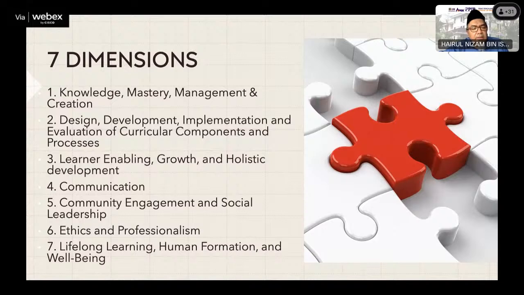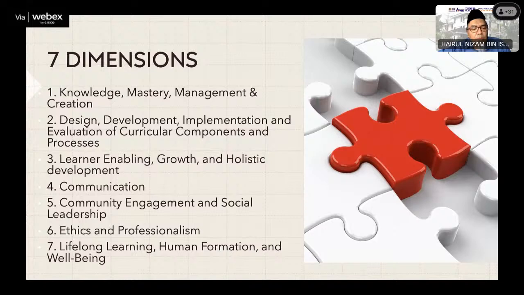The third one is learning, enabling growth and holistic development. Number 4, I realized the civil engineering group also has this as a dimension, which is communication. So especially teachers, they need to have these skills of how they can transfer the knowledge through different modes of communication. So communication is becoming very, very important for our graduates to develop in their profession.